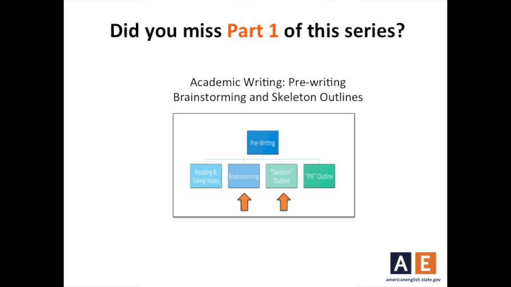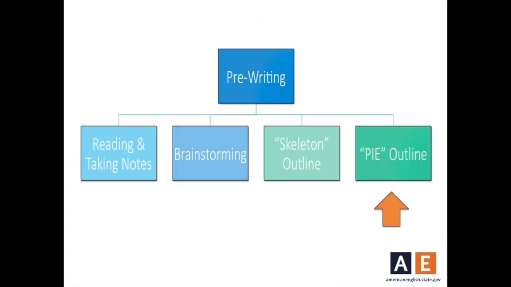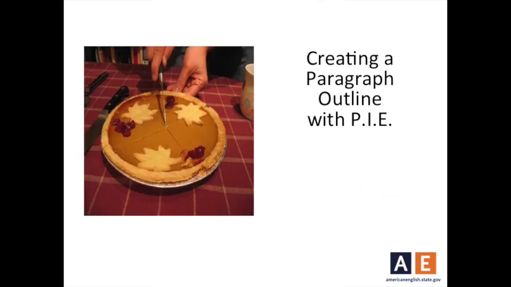In case you missed part 1 of this series, here's a short recap. During the first video, I talked about 2 pre-writing strategies, brainstorming and creating skeleton outlines. In this video, I will explain how to use a P.I.E. outline to take the ideas we generated during brainstorming and using skeleton outlining to expand this work into full paragraphs. So, without further ado, let's discuss how to use the P.I.E. outline to plan a paragraph.